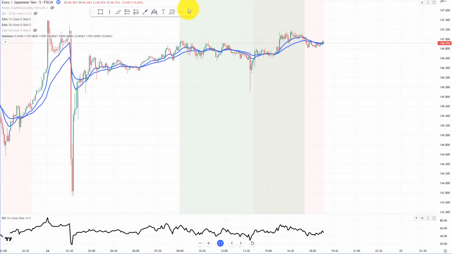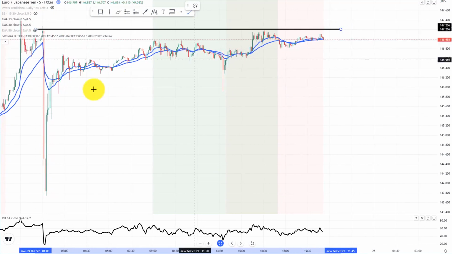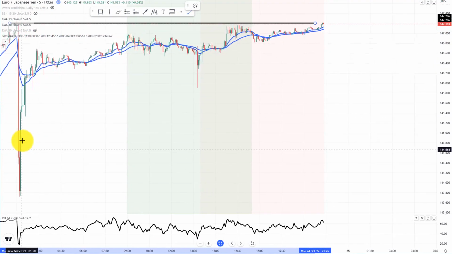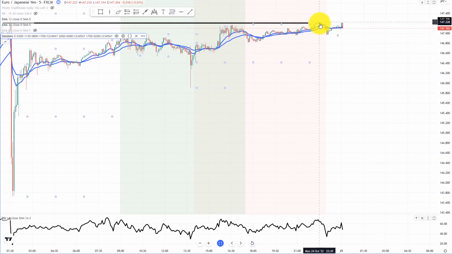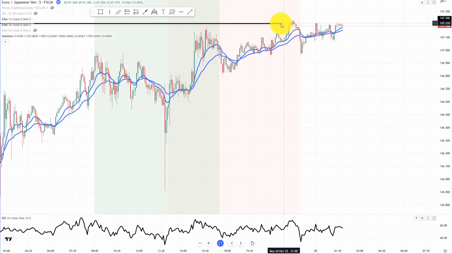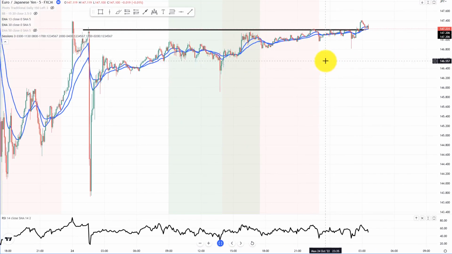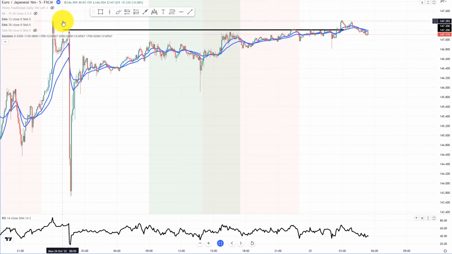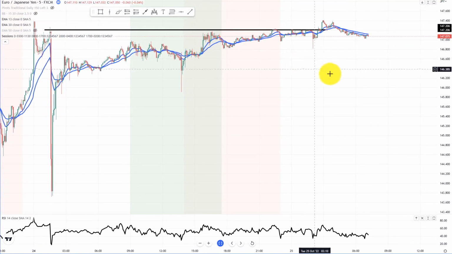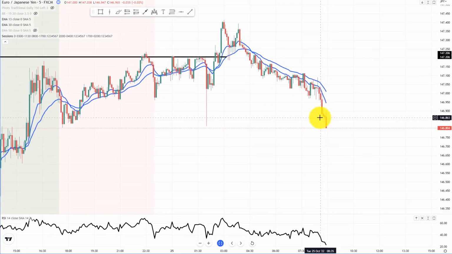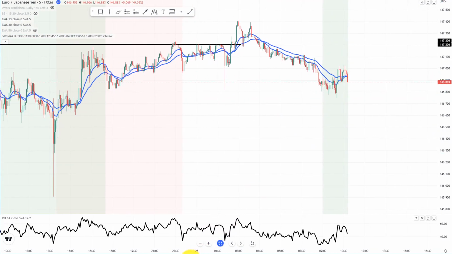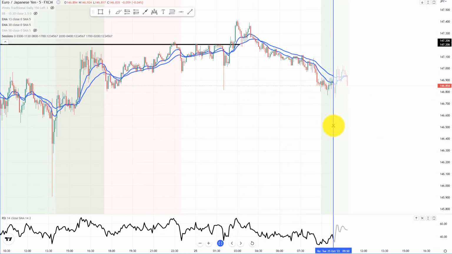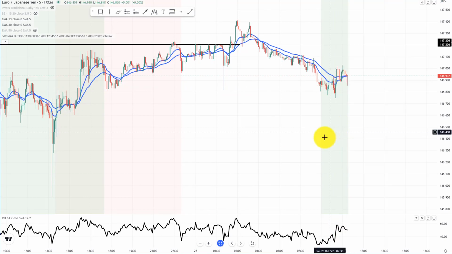There's just so many big levels here. The big supply up here, and here we have a lot of demand. I can see no follow through at all, no momentum here. The market's just struggling. Very low momentum.